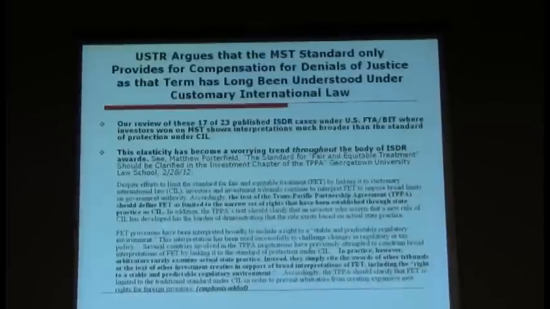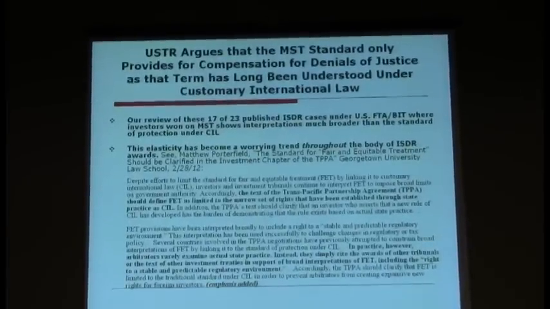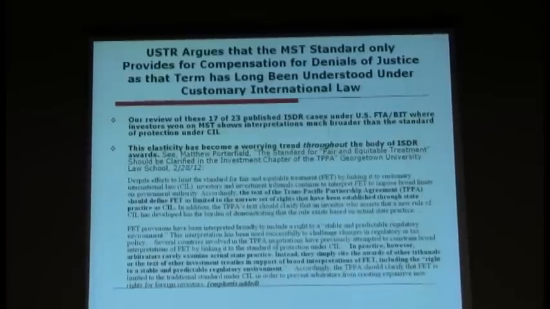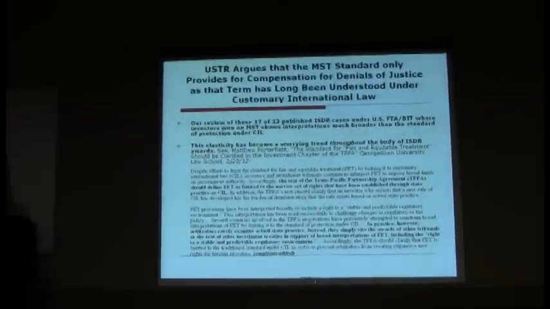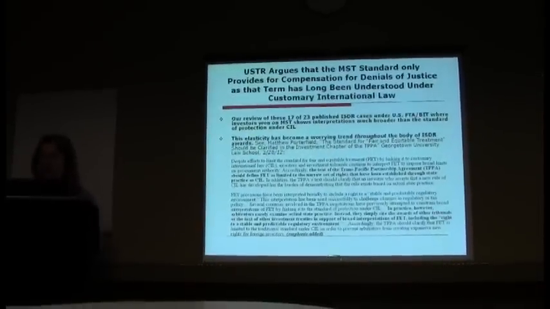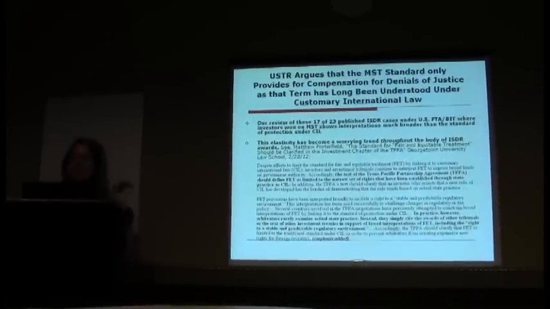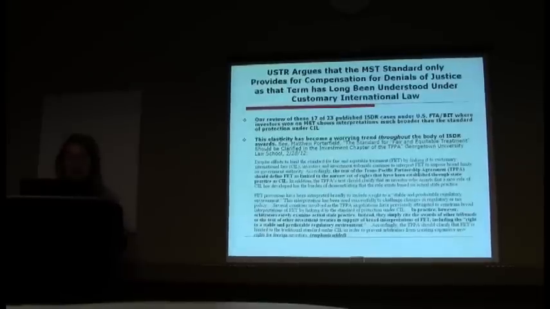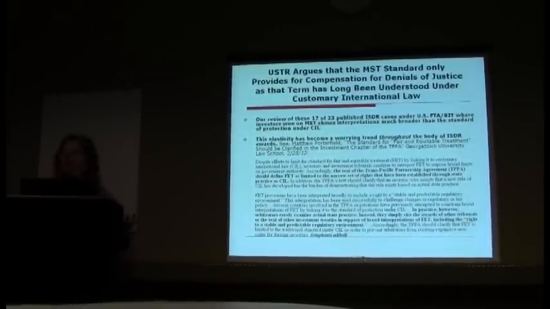And I want to just send people to what I thought was a very useful large article by Professor Matthew Porterfield from Georgetown Law School, who's gone through in a lot of detail the fair and equitable treatment decisions under those agreements. It's just from this February. He basically concludes by saying that the TPP text needs to define FET specifically to narrow their rights, and that the Annex, which is on customary international law, which at that point hadn't been defined, had too much vagueness.